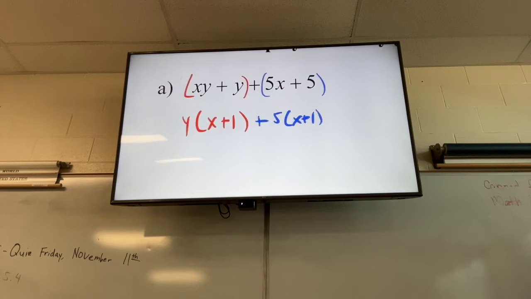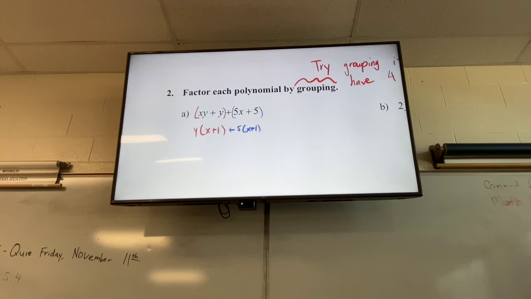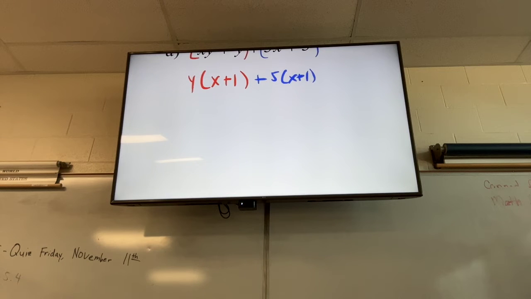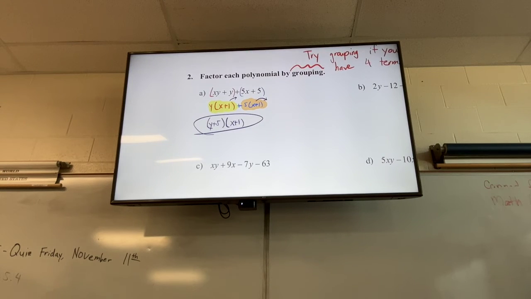Now, this is just like my last problem up here, right? What can I pull out? So I have 2 terms. Right, I have 2 terms. What can I pull out of both my orange and my yellow term? X plus 1, yeah, X plus 1. So y plus 5 times X plus 1.